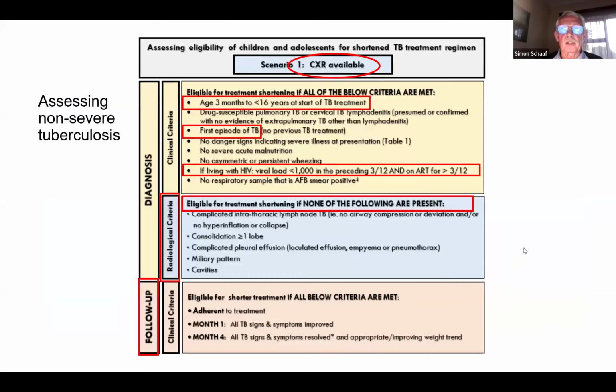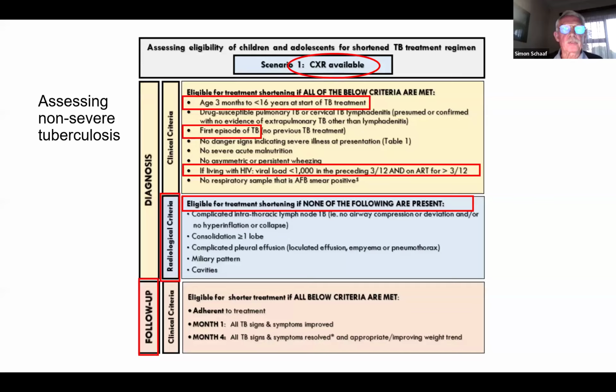So when deciding on severity of disease, we have two algorithms in the new guidance or the draft guidance. One is for deciding on non-severe tuberculosis where you have a chest X-ray available, and the other, that I will show just now, is where you don't have a chest X-ray available.